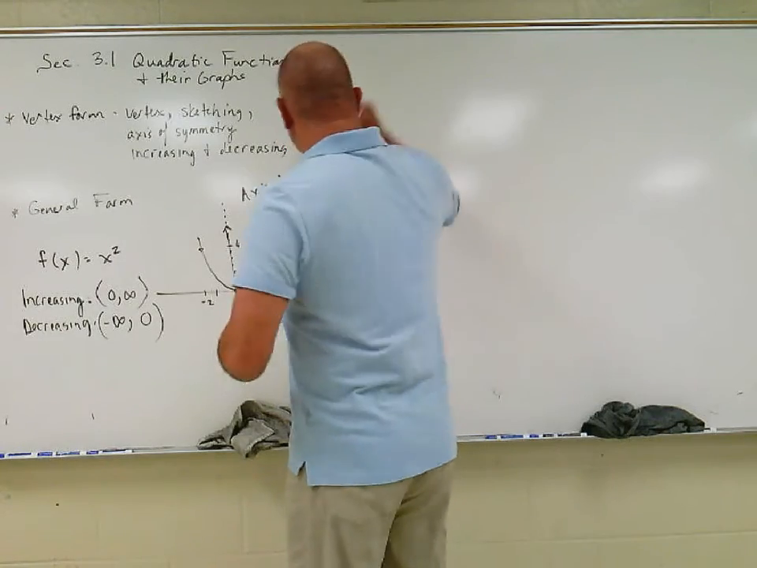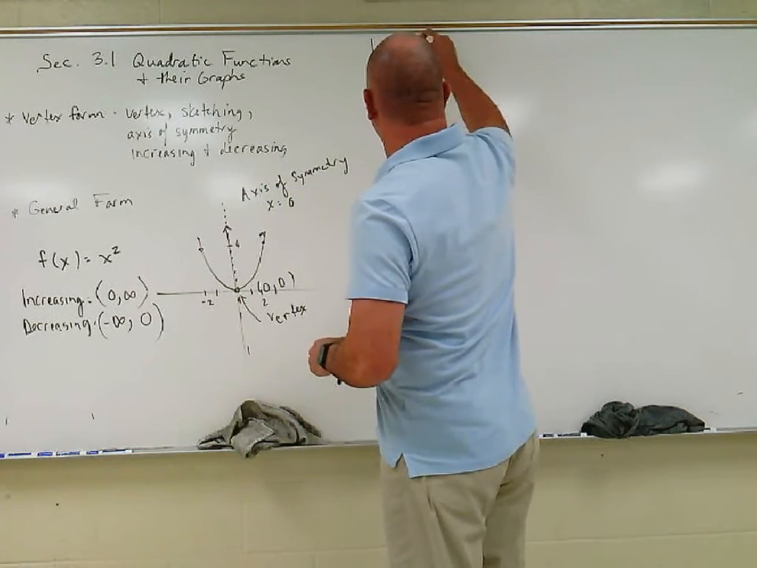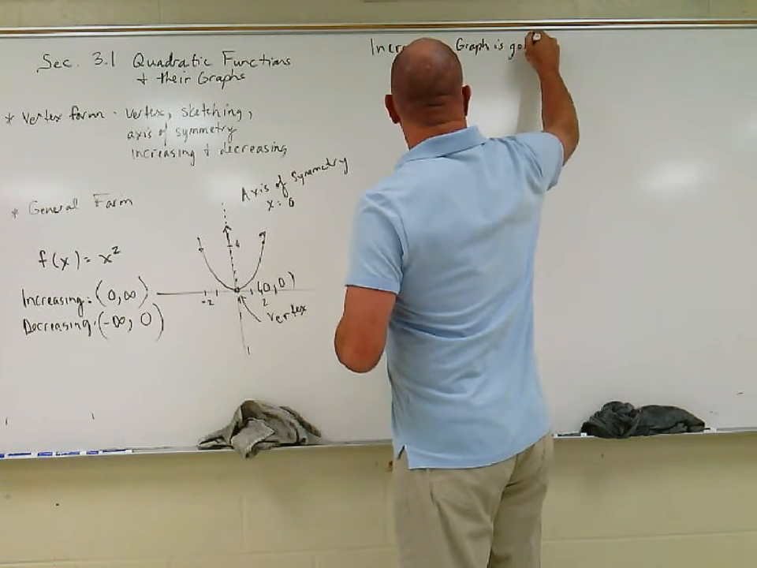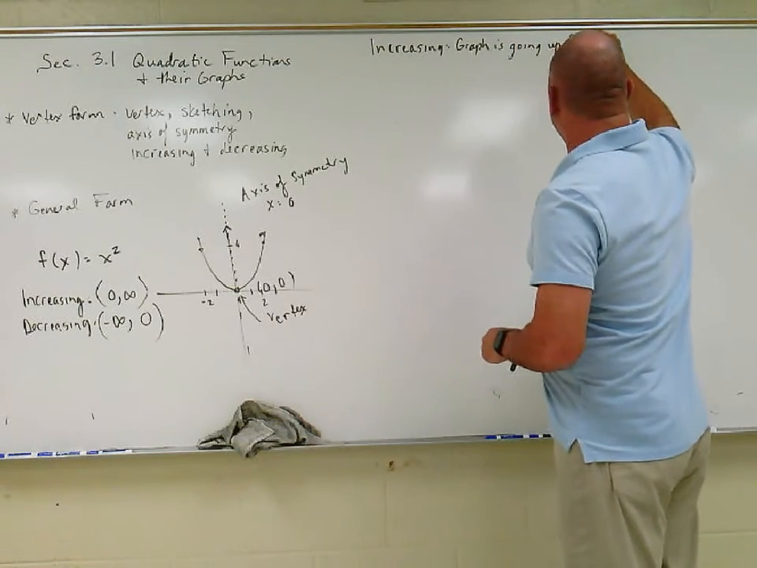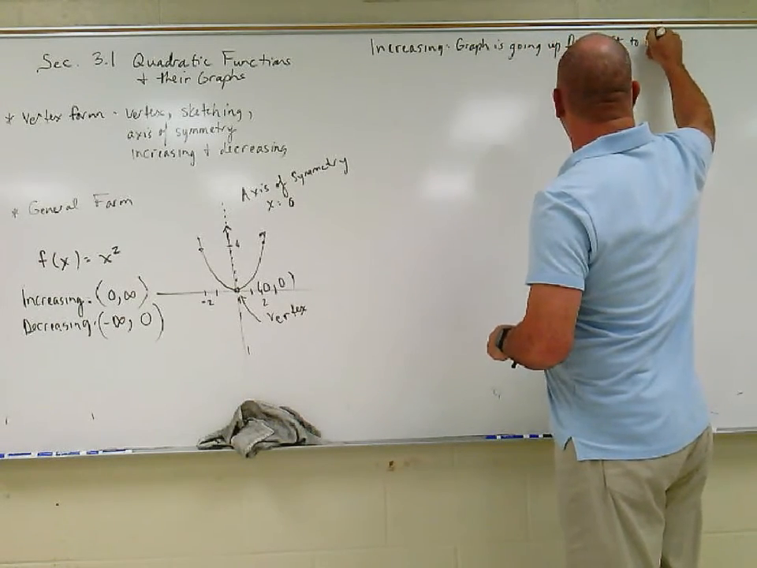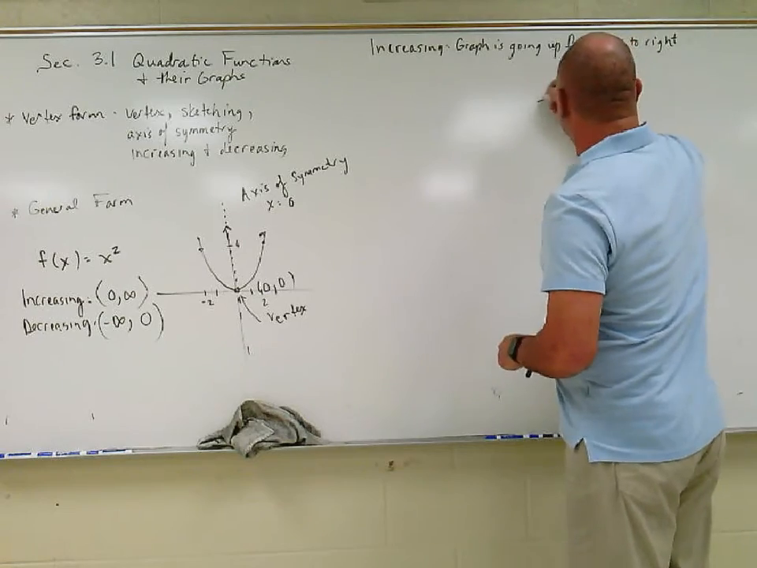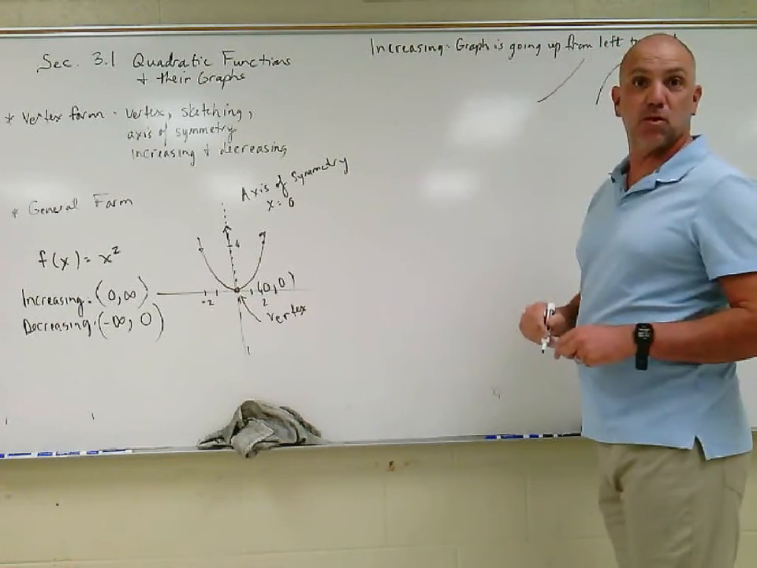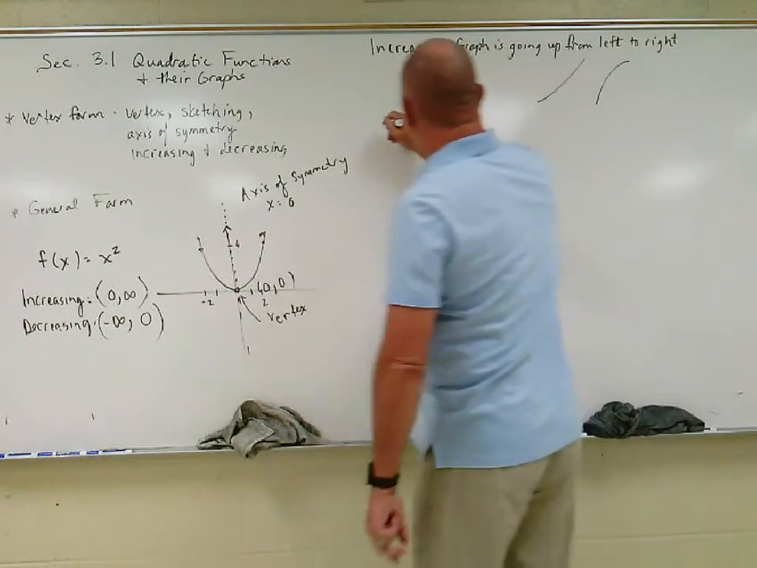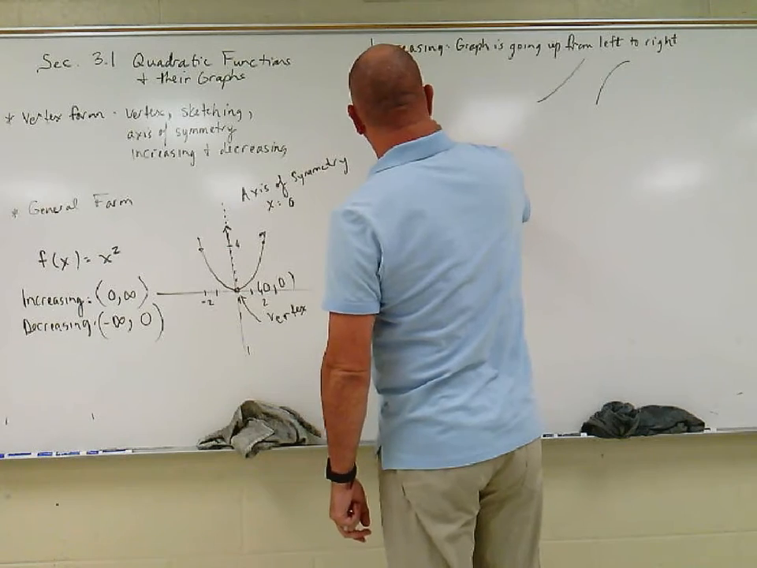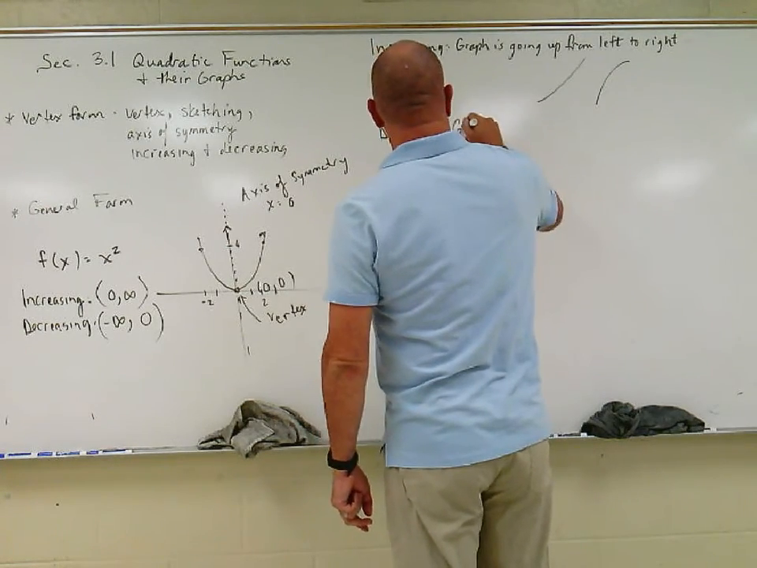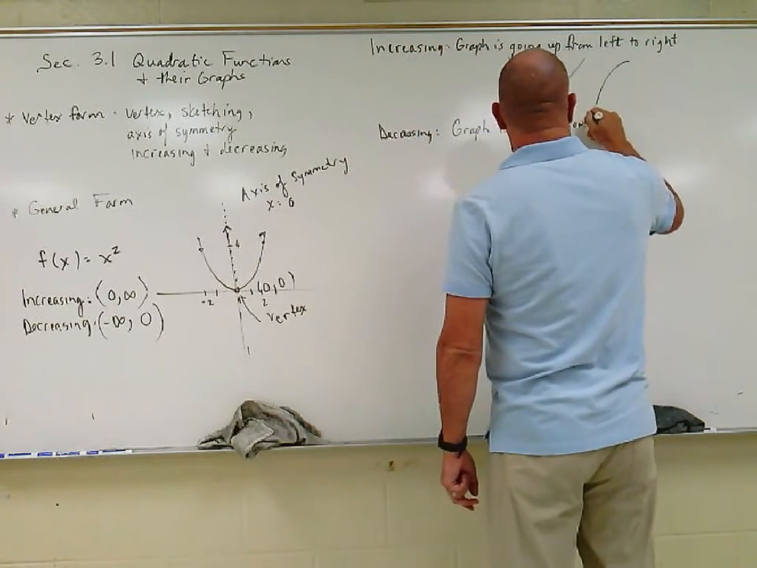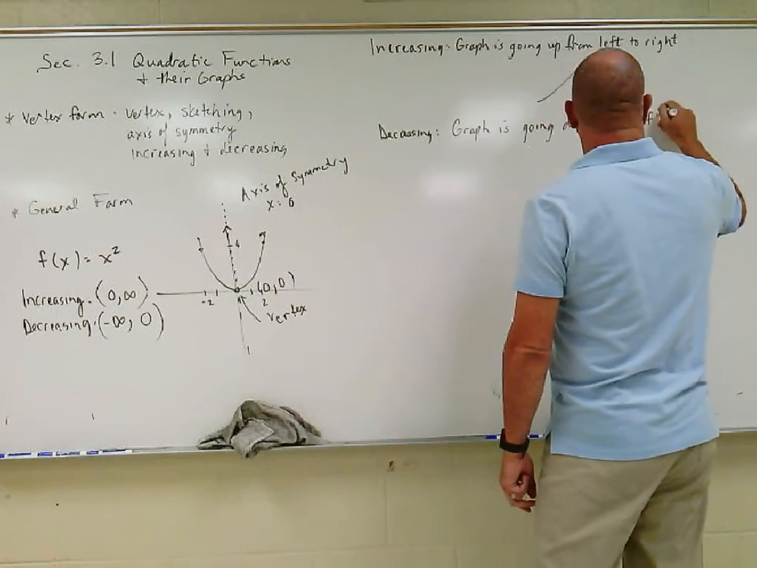Increasing means, so this is what increasing means, okay? Increasing means the graph is going up from left to right. So that would be like this, could be like that. It could also be like this if the parabola is going down. That's what increasing looks like. Decreasing means the graph is going down from left to right.